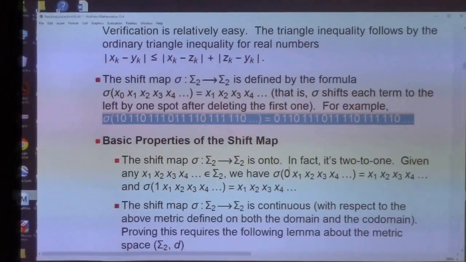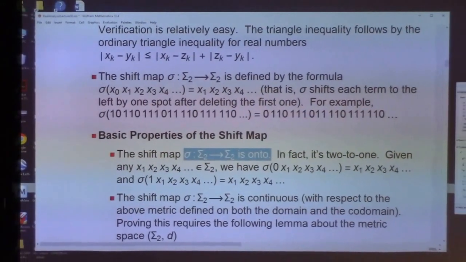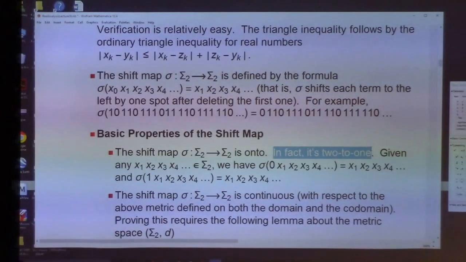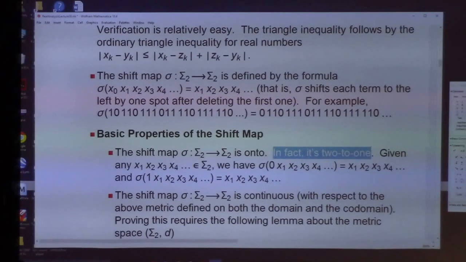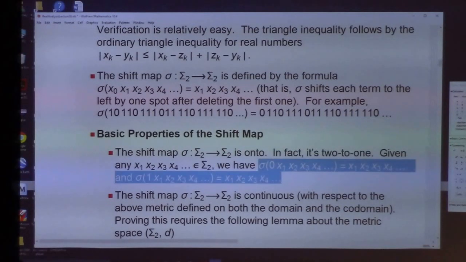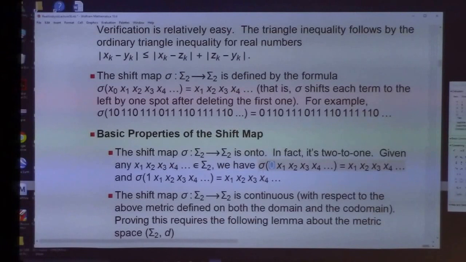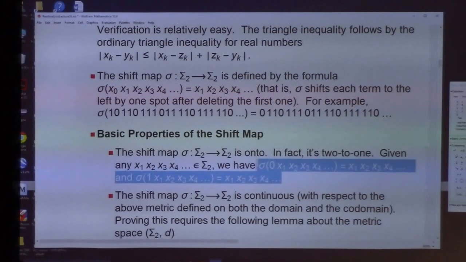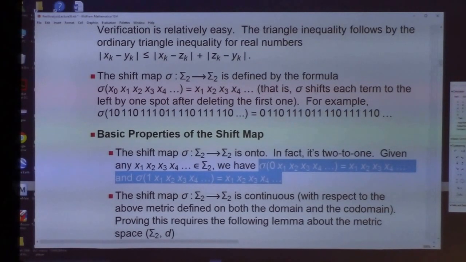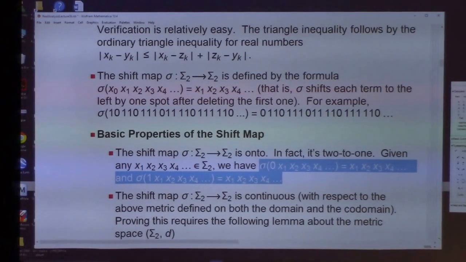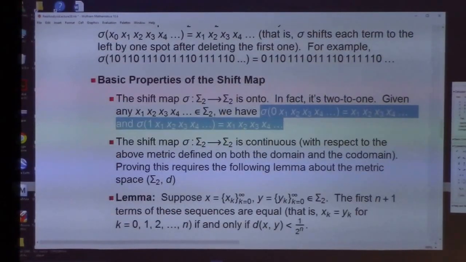What are some basic properties? It's onto, actually. In fact, it's 2 to 1. Every point in the space is the image of 2 points, one with a 0 in front and one with a 1 in front. This x1, x2, x3, x4, etc. is the image under sigma of both of those points. And those would be the only 2 points that map to it. So it is 2 to 1. Turns out it's continuous.